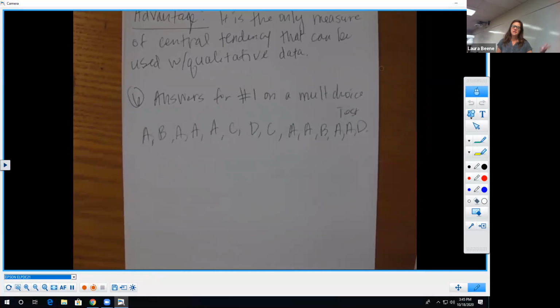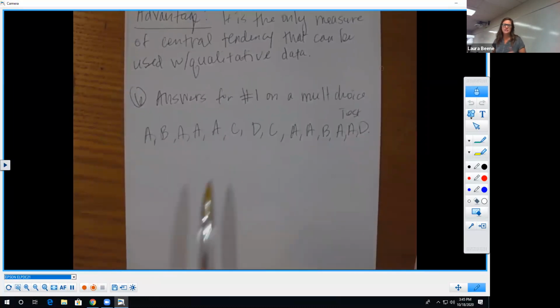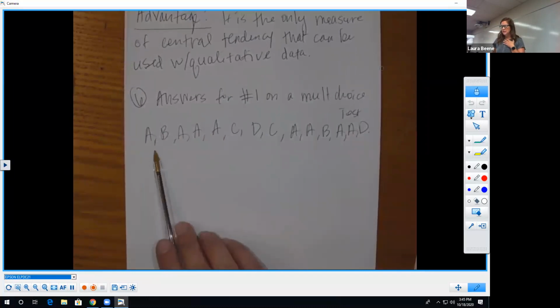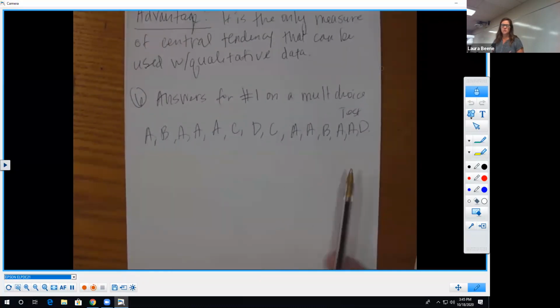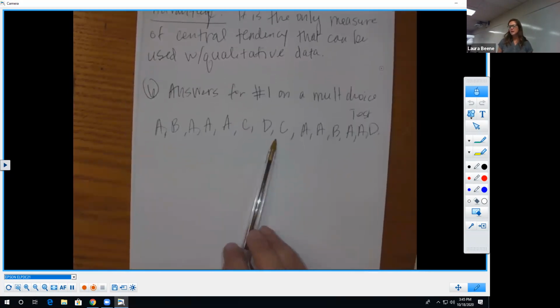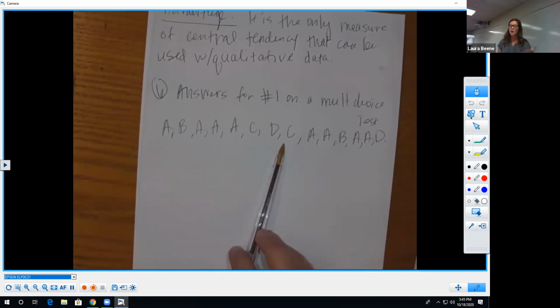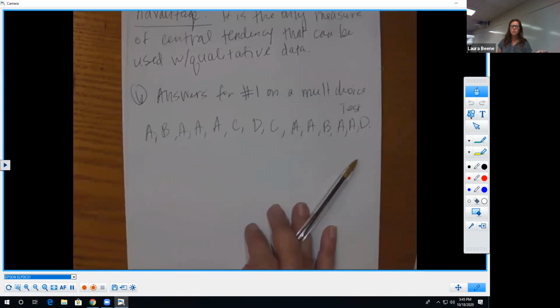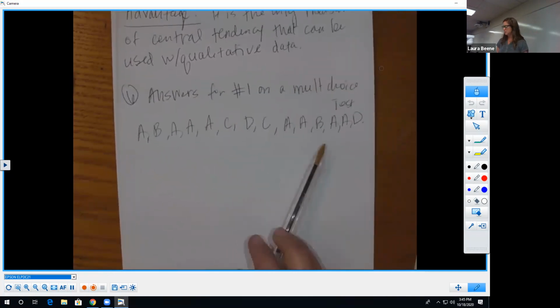The question would say, what's the average answer here? You wouldn't say average here, because I can't say A plus B plus A plus A plus A. That doesn't make any sense to find an average. I couldn't do a median here either, because I can't put things in order. A is not a smaller number than B, if that makes sense. Even if alphabetically it is, that's not what we're talking about here. So the only thing that makes sense to figure out the most commonly picked answer on this problem would be the mode. Which one happens the most, okay?